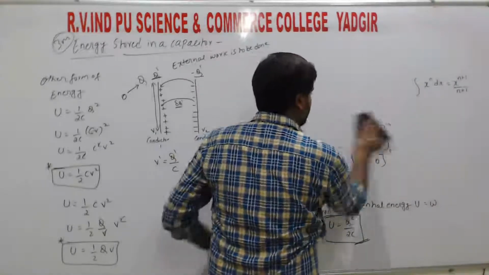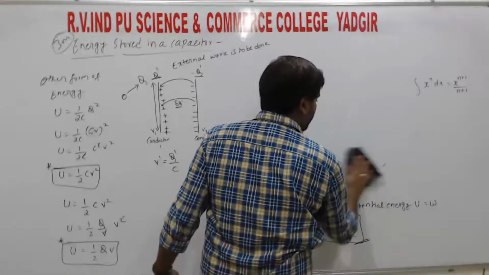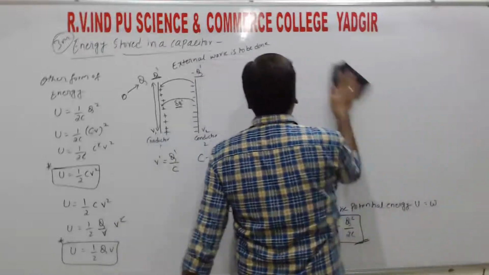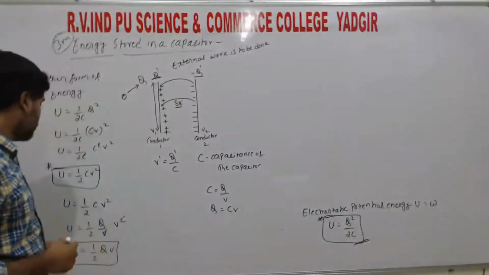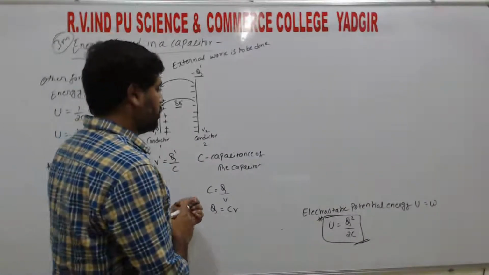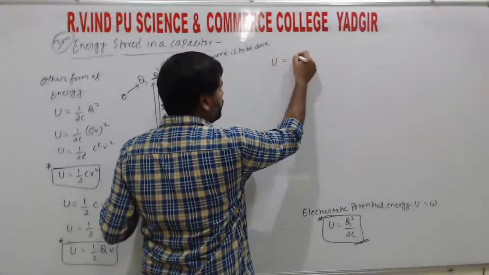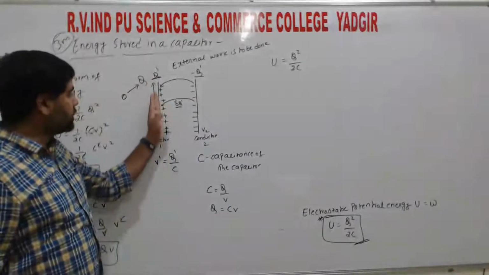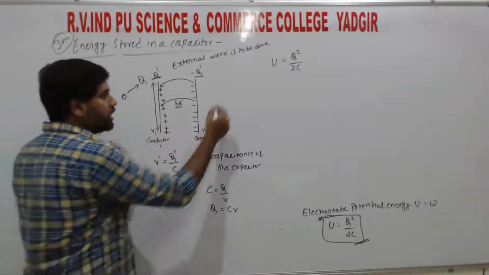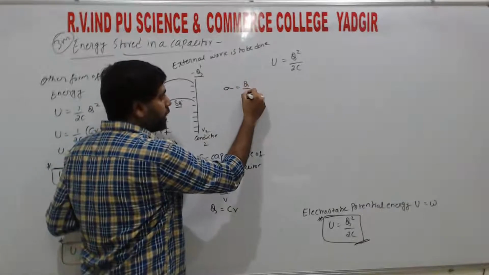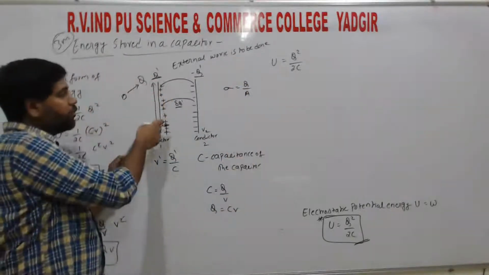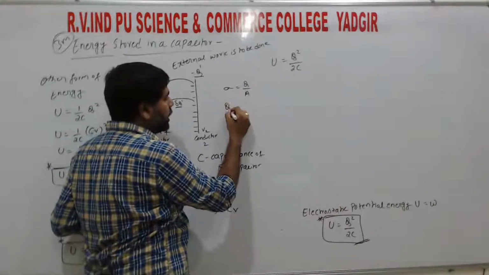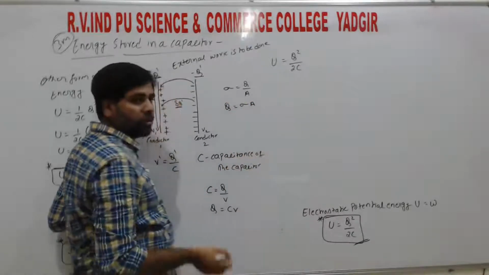So on the last, energy density. So again by this relation we are going to find the energy density, that is electrostatic potential energy density, right? So again, U is equal to Q square by 2C. So we know the surface charge density on the conductor. So we have the relation sigma is equal to Q divided by A, where A is the area of the plate and Q is the charge stored on the capacitor, right? So this Q we can write as Q is equal to sigma into A, right?